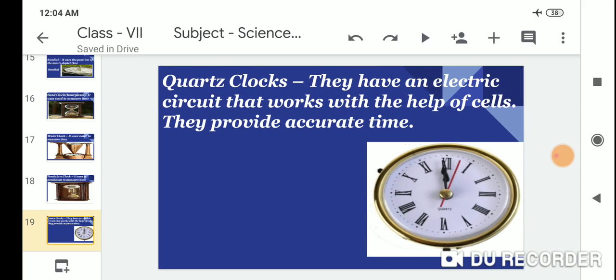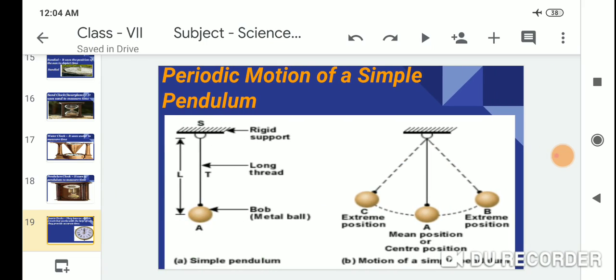Quartz clock. They have an electric circuit that works with the help of cells, so they provide accurate time.